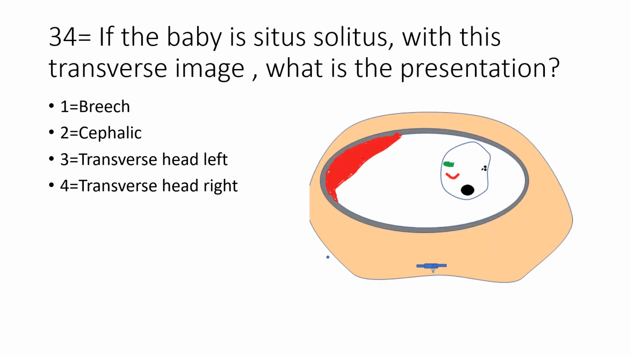The next question: if the baby is in situs solitus, with this transverse image, what is the presentation? Yes, we see here the mom and the baby both in transverse. So we see the stomach and the spine. So the stomach is at 3 o'clock and it is cephalic. Excellent.